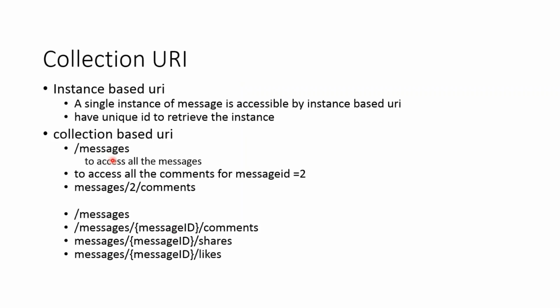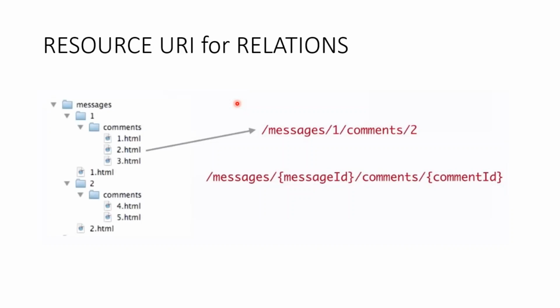So we have the instance-based URI, and then the collection-based URI. The instance-based URI is the single one. You can call this an instance-based URI, that is, you are accessing a specific comment. Now, rather than accessing a specific comment, I want to access all the comments that are posted by user 1. That is, you should be able to access comment 1, comment 2, and comment 3. So it should return you 3 comments.